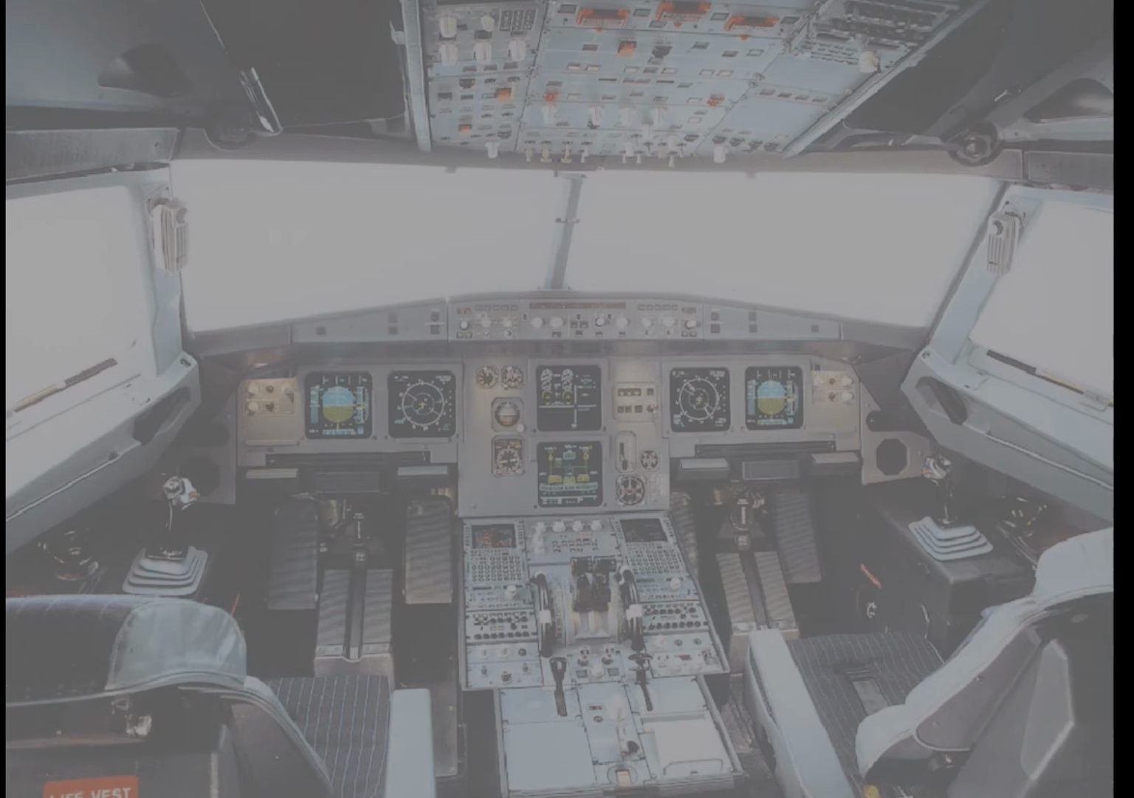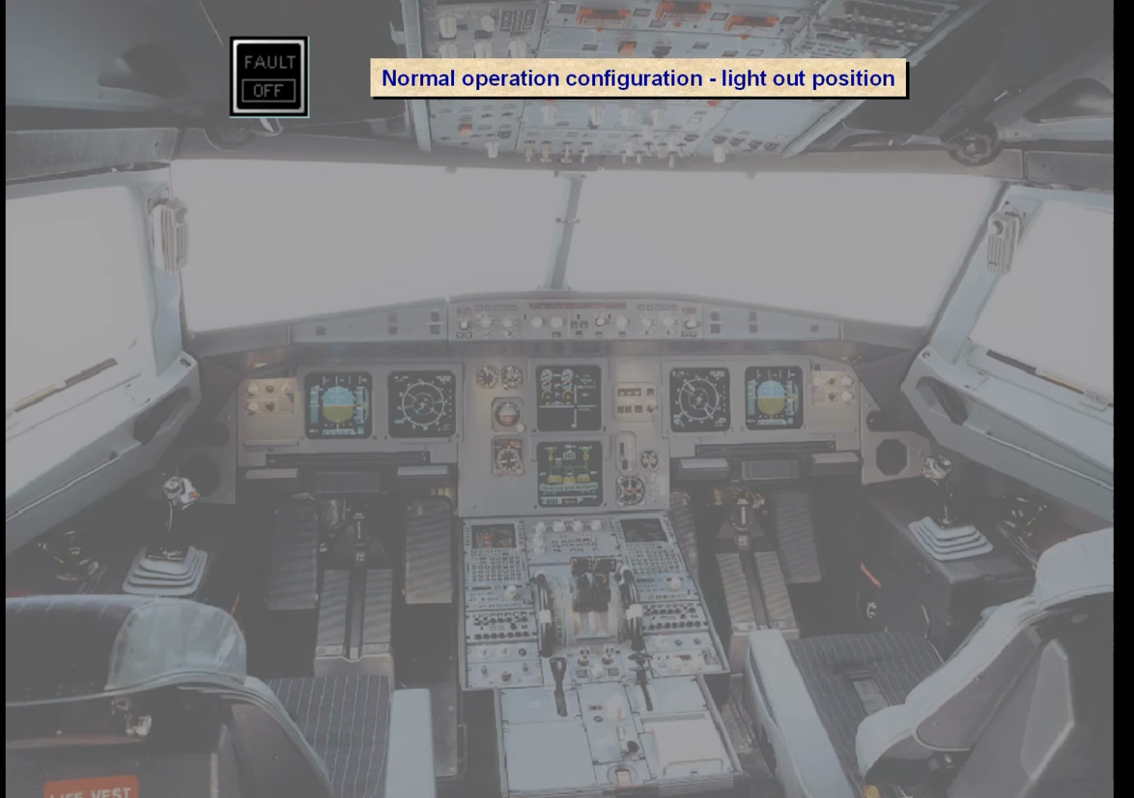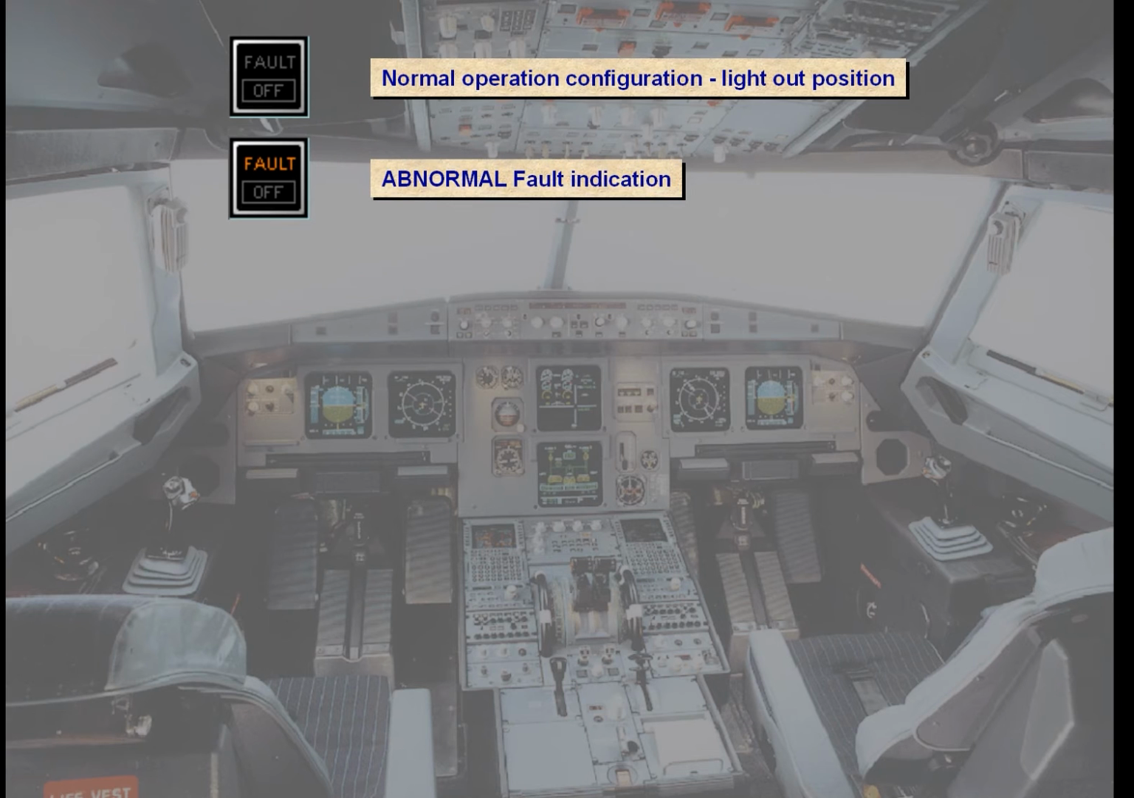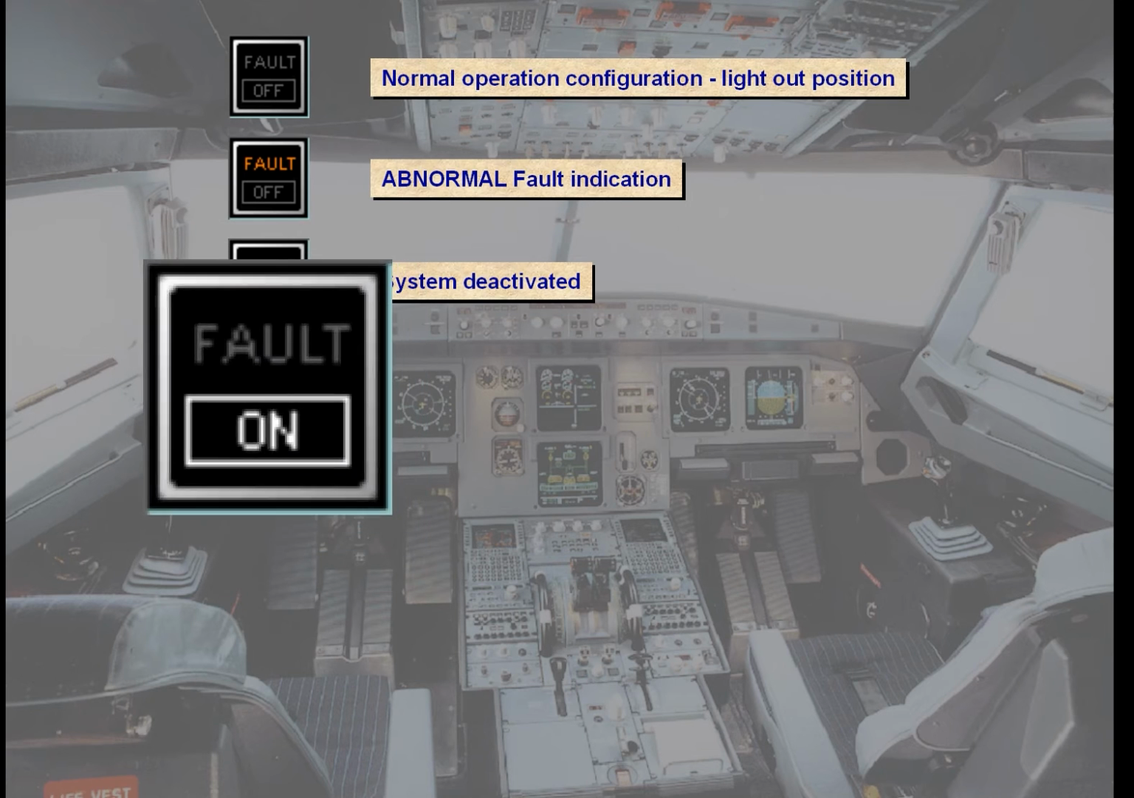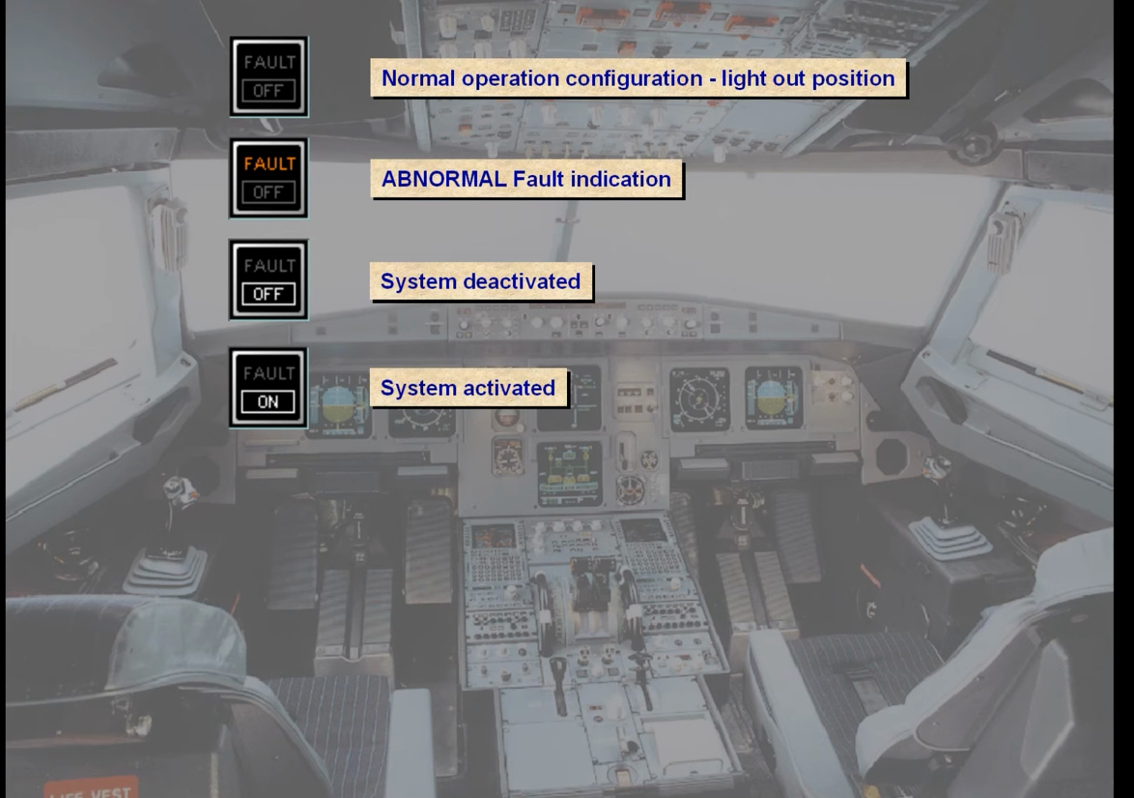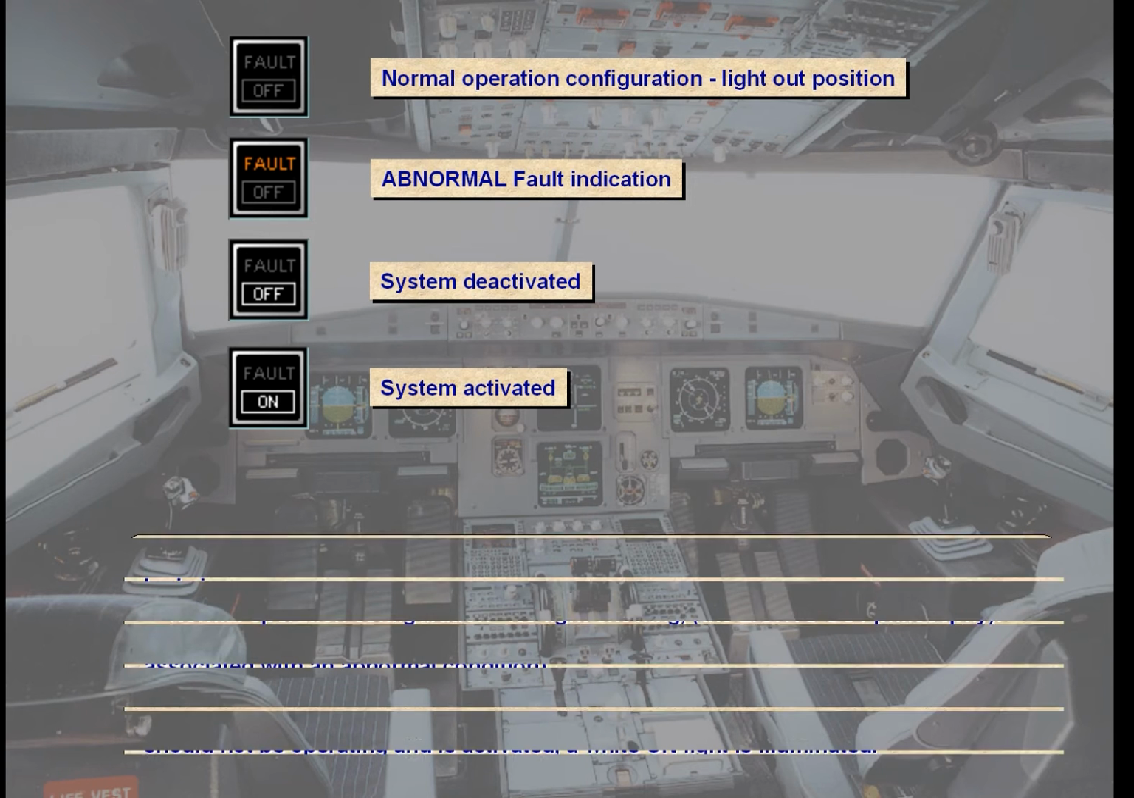For the majority of the switches on the overhead panel, the push-button switch logic is: normal operation configuration, no light showing, the lights-out philosophy. Abnormal condition, amber fault light. This assists identification of the switch associated with an abnormal condition. Non-lights-out switch position, white light. If normally the system should be operating and is deactivated, a white off light is illuminated. If normally the system should not be operating and is activated, a white on light is illuminated.